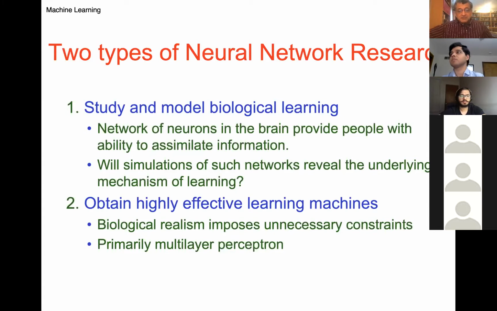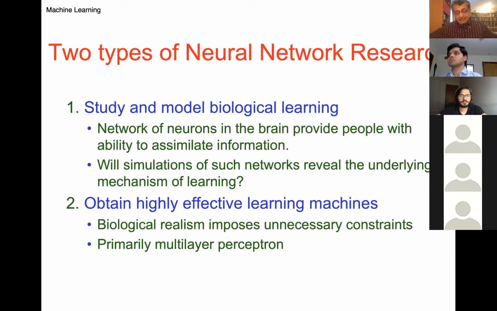How does that work? A network of neurons in the brain provides people with the ability to assimilate information. And if we simulate such things on the computer, will it reveal the underlying mechanism of learning? So maybe we want to do it on the computer, but only from the point of view of learning how the neurons work, and how the biological brain works.